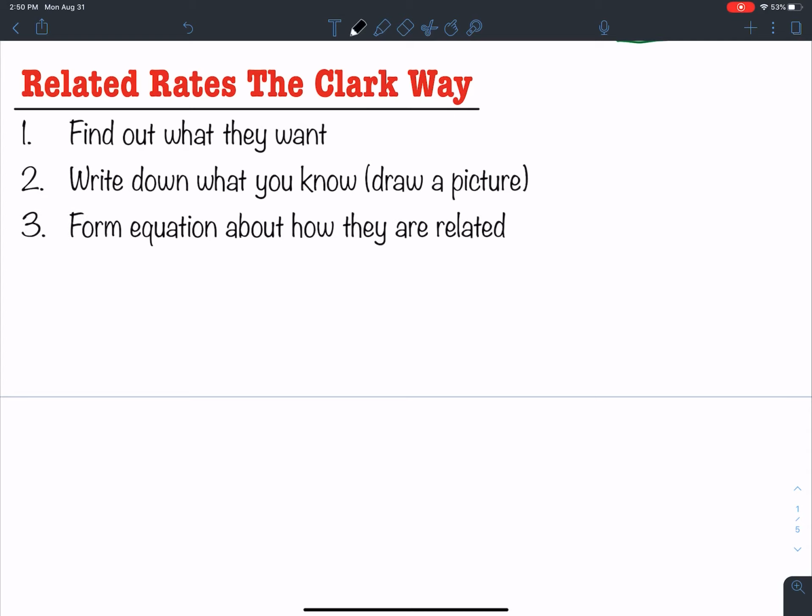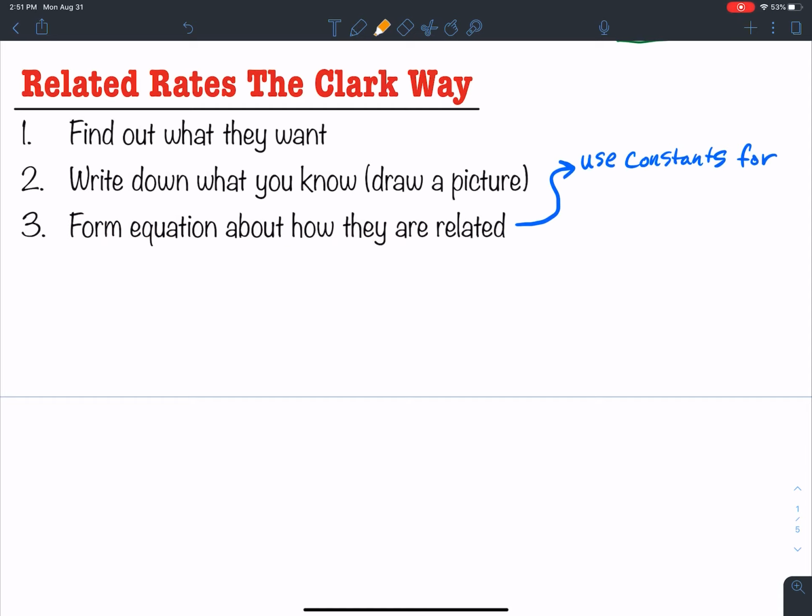All right, number three, form an equation about how they are related, okay? If we're talking about the perimeter of a rectangle, well, I know this is a length, that's a width, that's a width. How are the length and the width related? 2 times L plus 2 times W is equal to the perimeter. Okay, so that's an equation that relates the length and the width with the perimeter. So that's an example. Form the equation for how they are related.